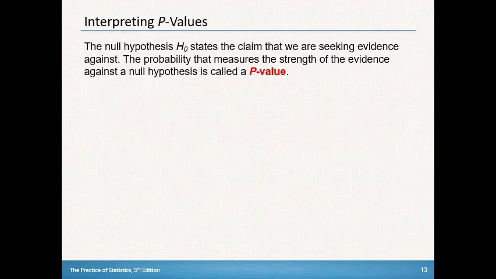All right, so the null hypothesis states the claim that we're seeking evidence against. So the probability that measures the strength of that evidence against the null hypothesis is called the p-value. So this was the probability that we were calculating back in chapter 7. It's like, what's the probability that we would get a value as extreme or more extreme than the one we got, based now on the truth of the null hypothesis.